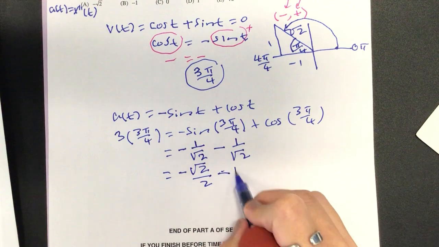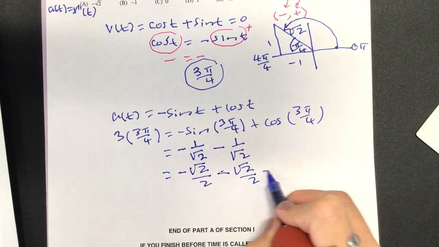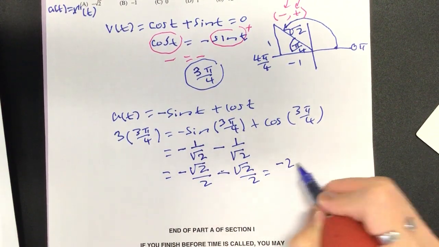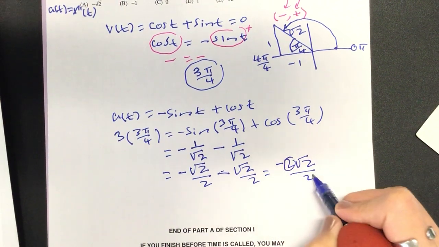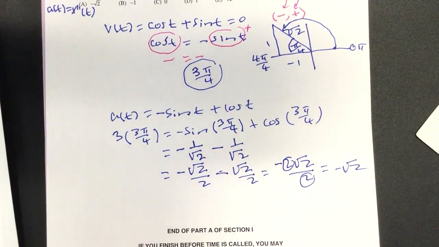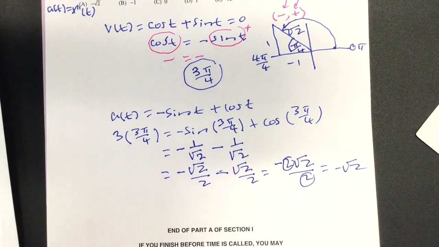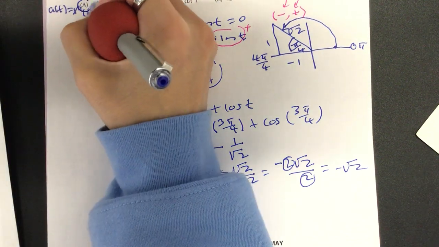The next one is minus radical 2 over 2. So we have two negatives of the radical, meaning negative 2 radical 2 over 2. These two cancel out. Our final answer is negative root 2. So look at your answer choices. Should be what? A. A it is. Good job.